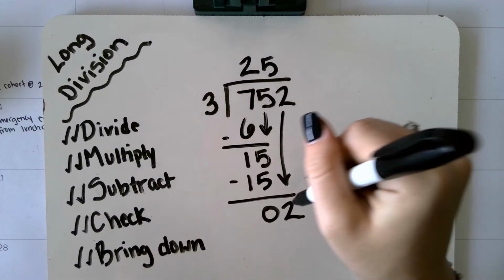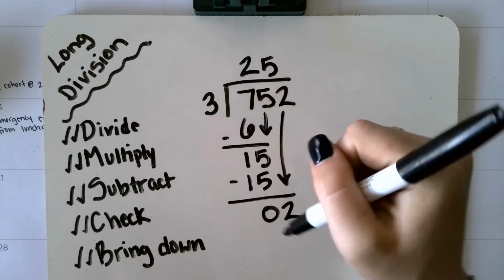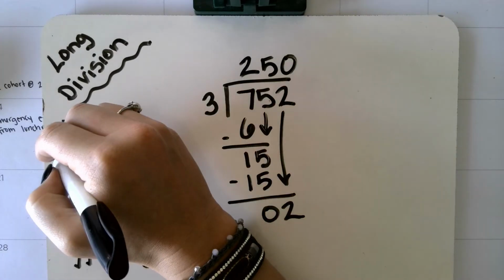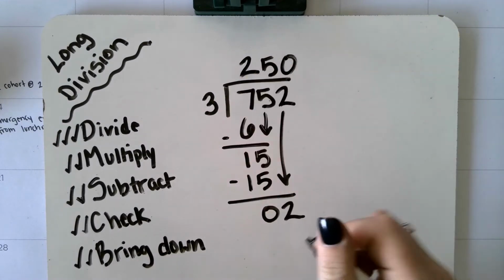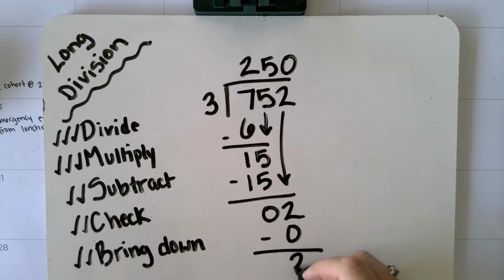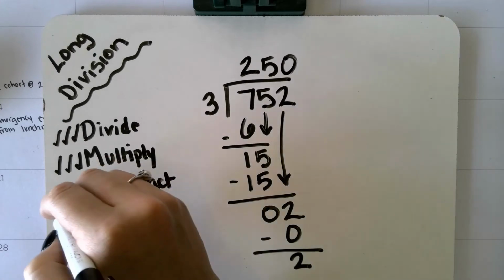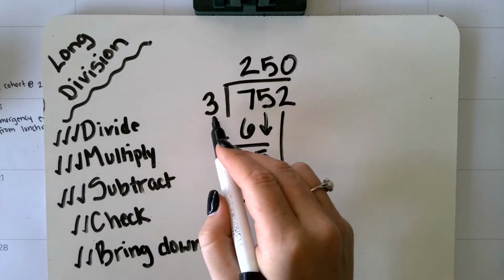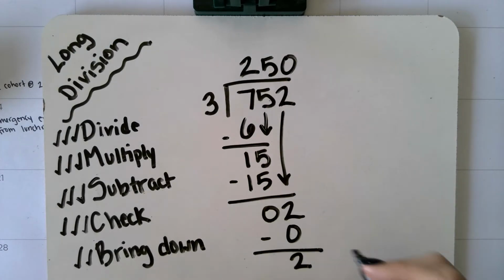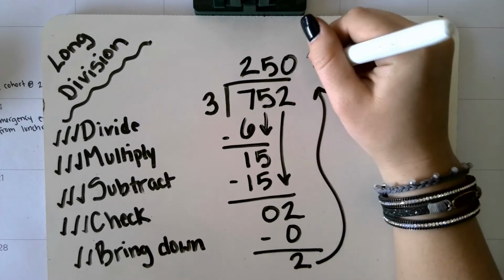So we brought down a 2, we have to divide. 3 cannot go into 2, so it goes in 0 times. Then we're going to multiply 0 times 3, which is 0. Subtract, that equals 2. Check, 2 is not bigger than 3. Now we have no more numbers to bring down, so 2 is our remainder.